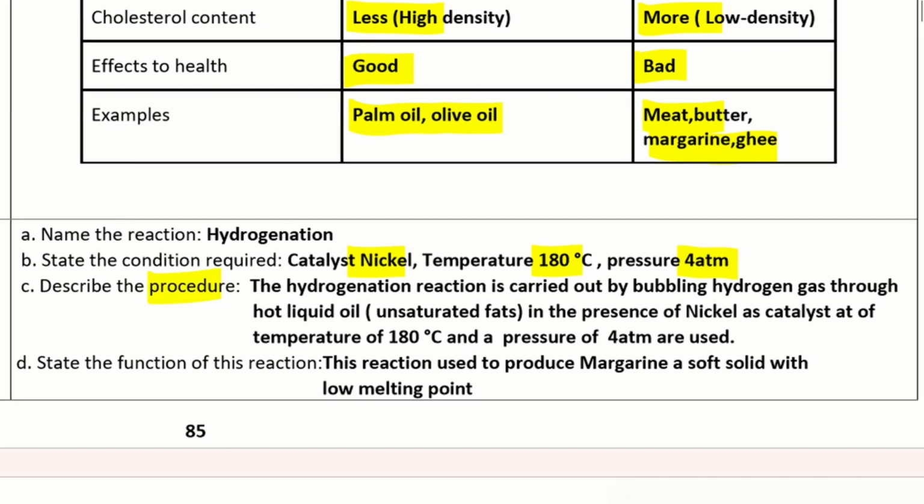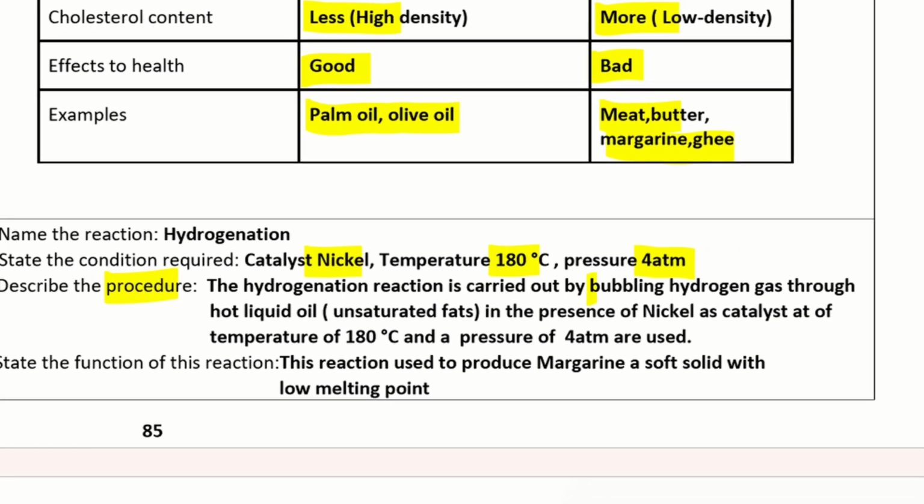And describe the procedure. The hydrogenation process is carried out by bubbling hydrogen gas through hot liquid oil, or unsaturated fat, in the presence of nickel as catalyst at temperature 180 and pressure 4 atm. This reaction is used to produce margarine, a soft solid with a low melting point.